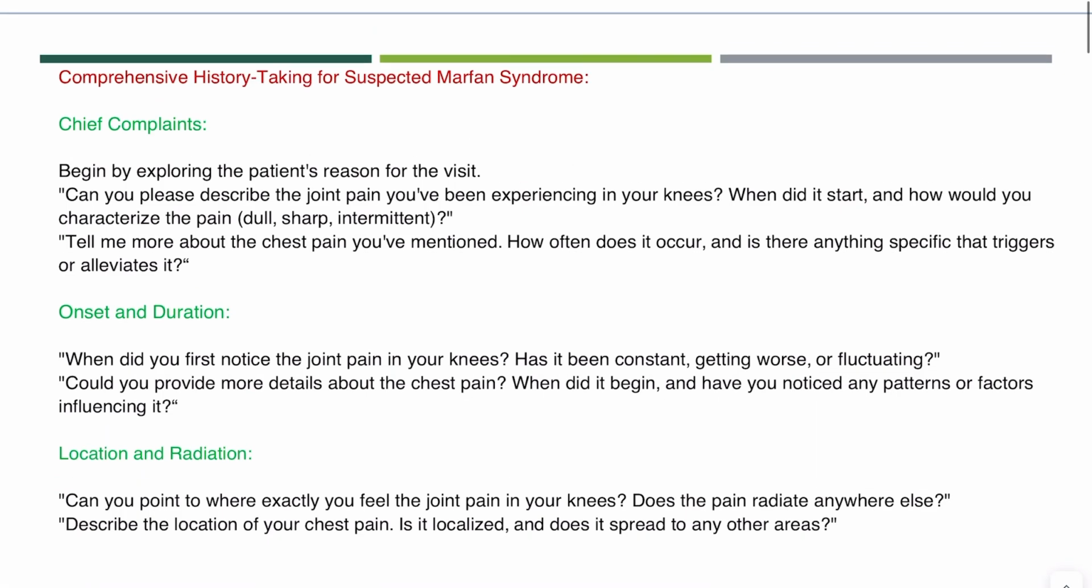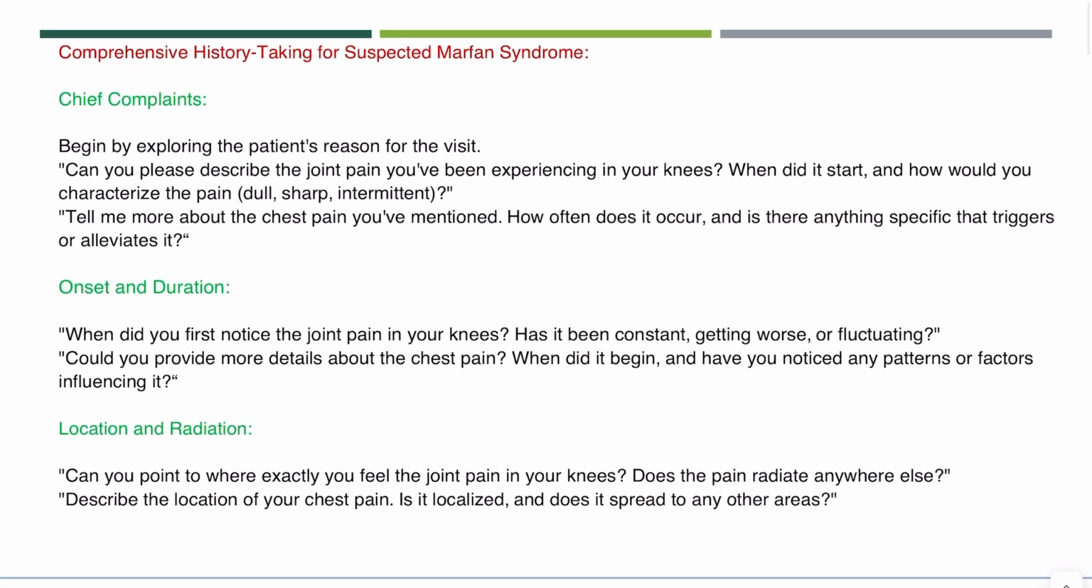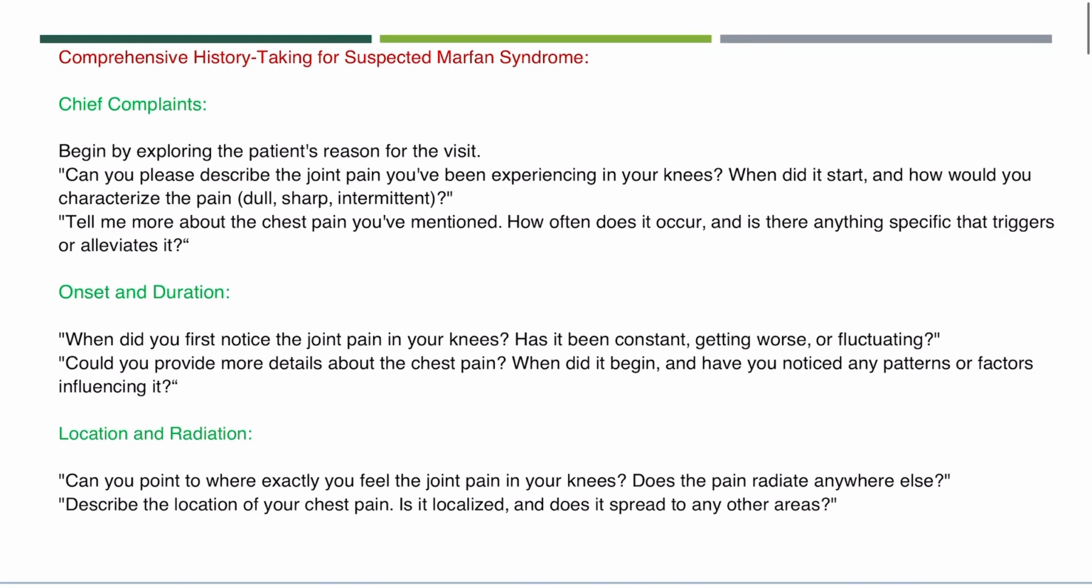Once you enter the consultation room, or you enter your station, first of all, you're going to take a detailed history, because this is a consultation station, this is a long station. First of all, you're going to introduce yourself: "My name is this, and I'm one of the doctors in the hospital, and I'd like to ask you a few questions regarding your complaints."